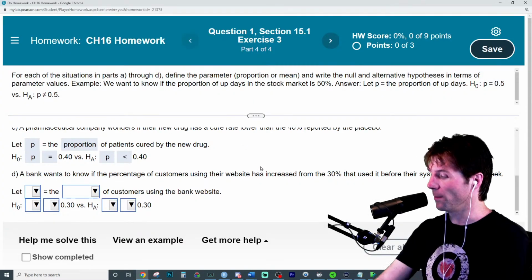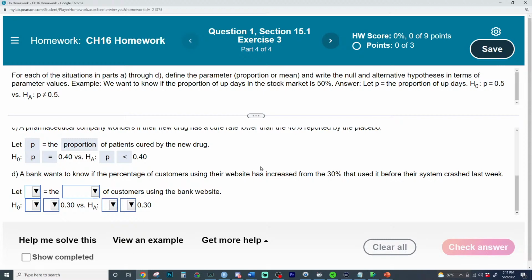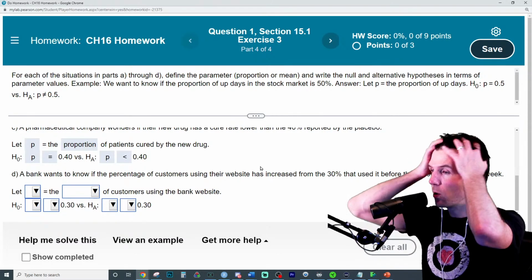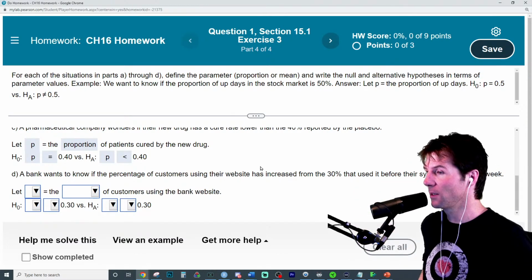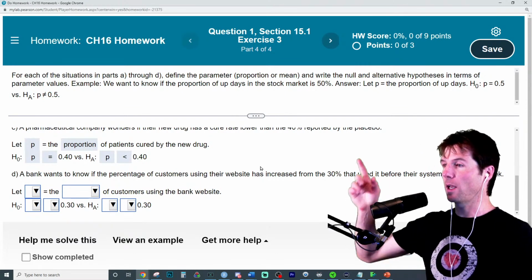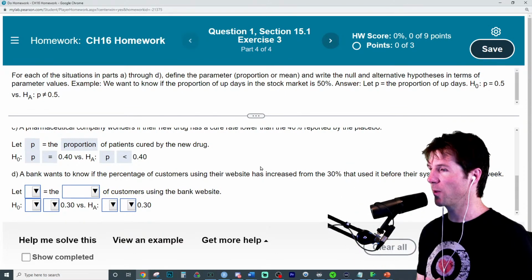One more. A bank wants to know if the percent of people using their website has increased from 30%. So once again, go to the way you ask the question. You would go up to someone and say, hey, do you use the website? If they say 8, you'd say, oh, okay, quantitative. But that's not how people would respond to that question.